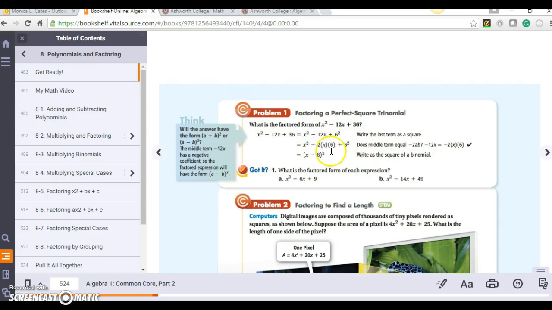Now I need to check to make sure that if I do 2 times my a and my b, will I get this 12? Well, 2 times 6 times x does give me 12x. So therefore, it checks out, and I can write it as a square of a binomial, which is x minus 6 squared. Let's look at the one for Got It.